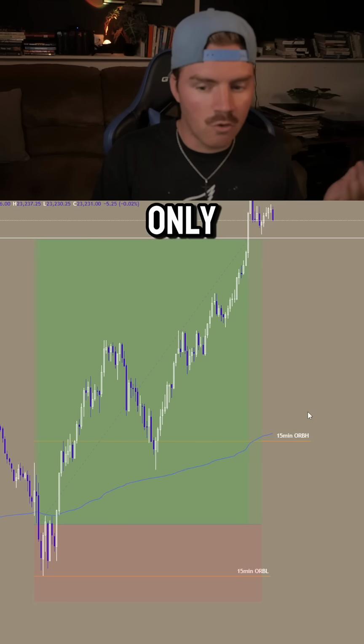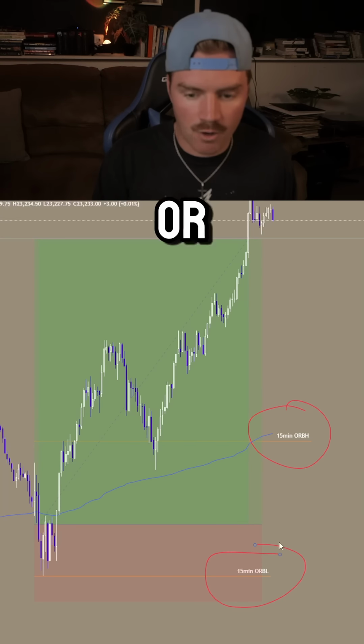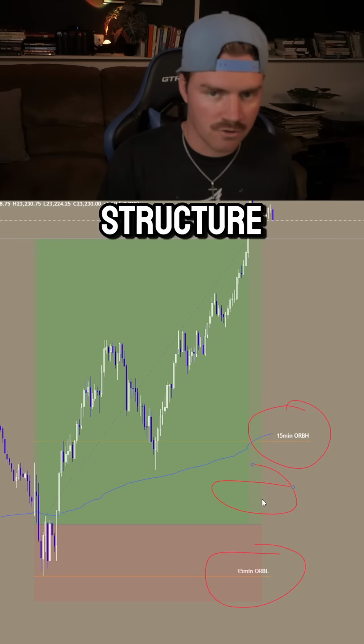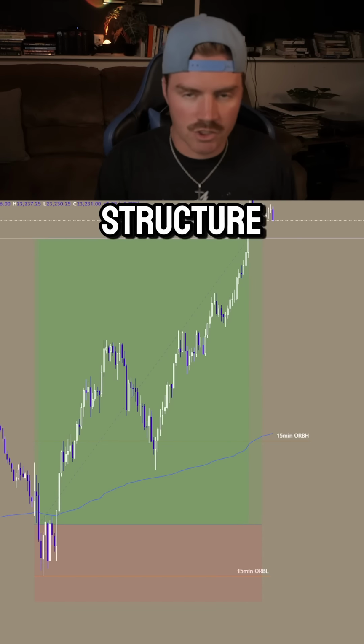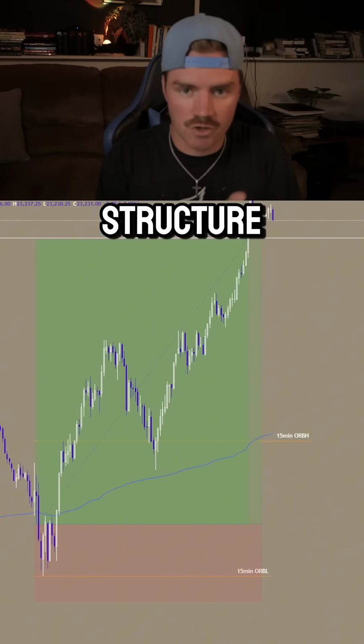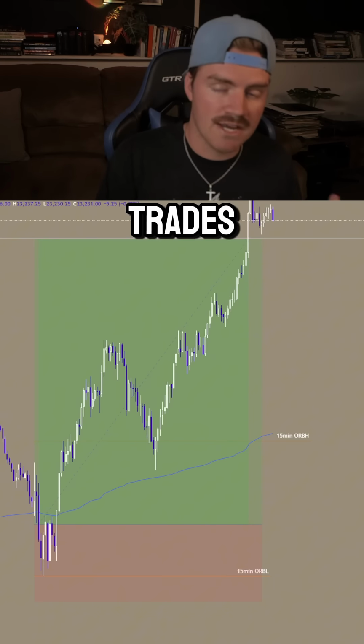Most ORB traders only use the 15-minute ORB high or ORB low, or maybe the 50% for confluence, but they don't use actual market structure. Any strategy without using market structure or order flow is not going to be successful. So let me show you how I combine market structure and order flow to catch real trades using the 15-minute ORB.